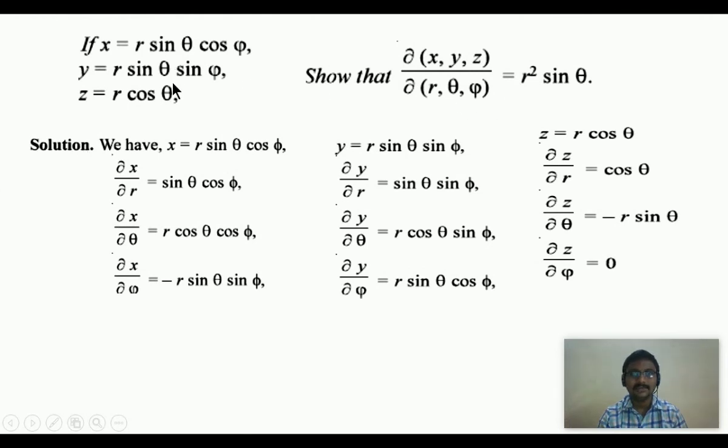Here we are using the equations of spherical polar coordinates. To change these Cartesian coordinates into spherical coordinates in multiple integrals, we have to use the Jacobian value. So here the Jacobian value is r square sin theta for spherical polar coordinates.